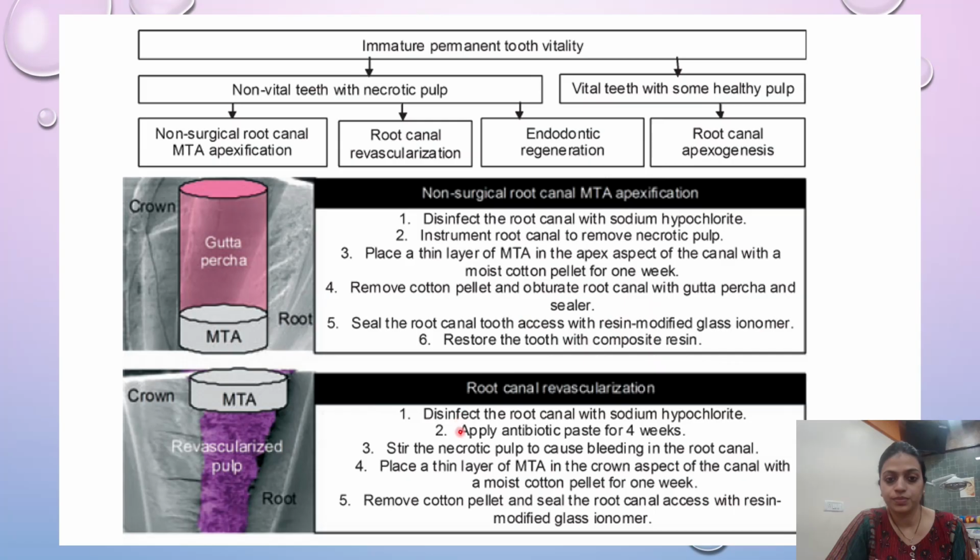Okay, now briefly summarizing the steps in root canal revascularization. Here, step 1 is disinfect the root canal with sodium hypochlorite, then apply antibiotic paste for at least 4 weeks, then stir the necrotic pulp to cause some bleeding in the root canal. Place a thin layer of MTA in the crown aspect of the canal with a moist cotton pellet for 1 week, and then remove the cotton pellet and seal the root canal access with resin modified glass ionomer. Okay, so this is how revascularization is supposed to take place.